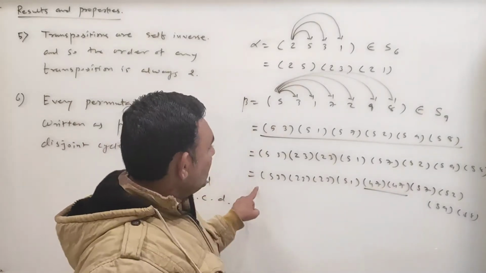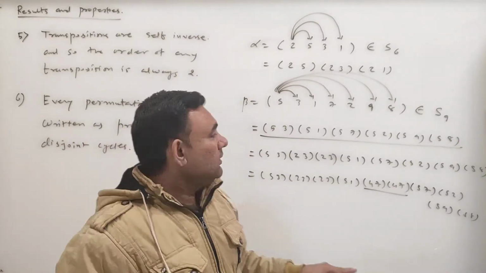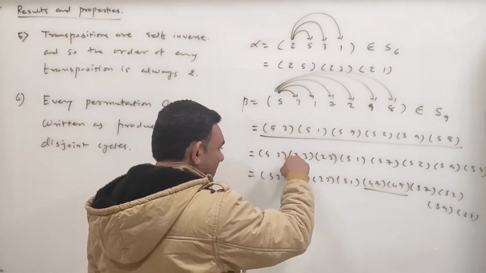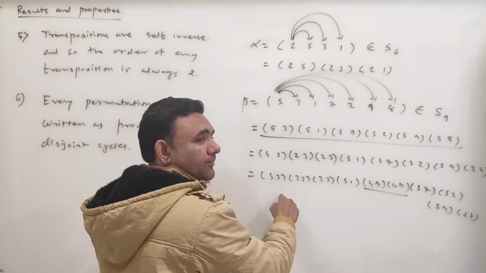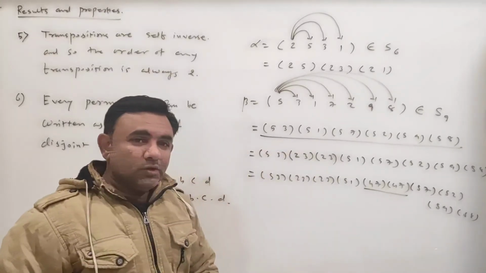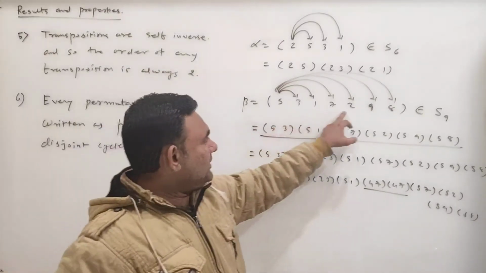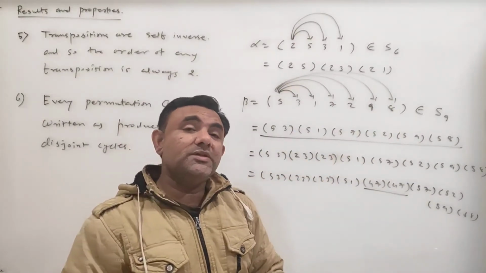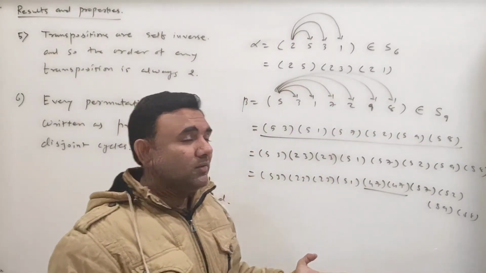So beta can be written in this way also. Suppose I insert some transposition once again here, a product of two transpositions here, so it is another form. So in short, any cycle can be written as a product of transpositions in infinitely many ways, right?